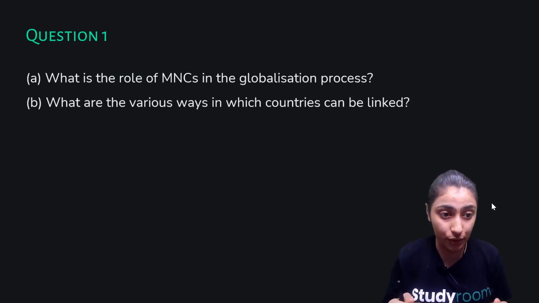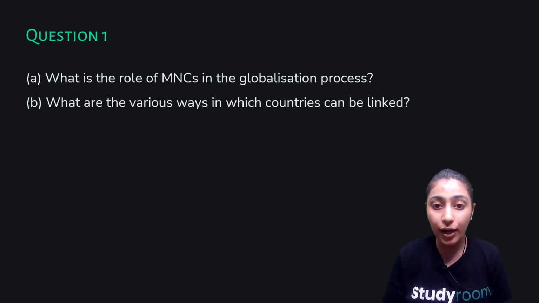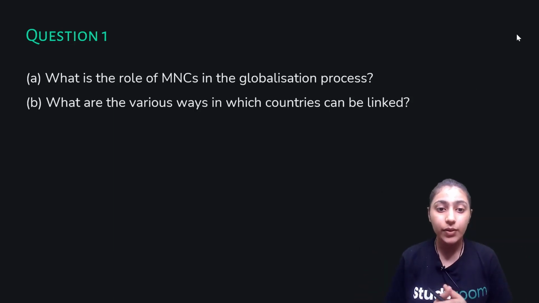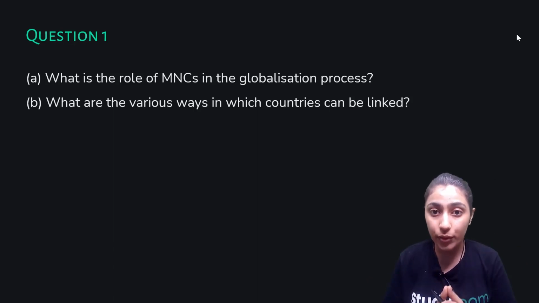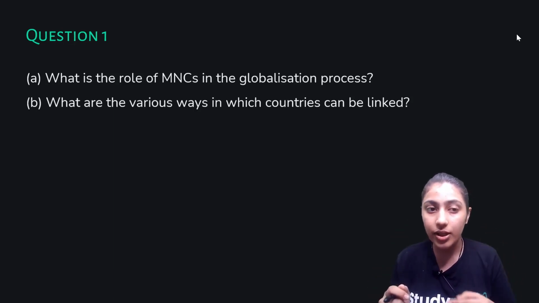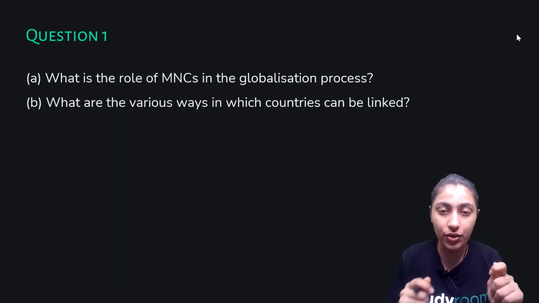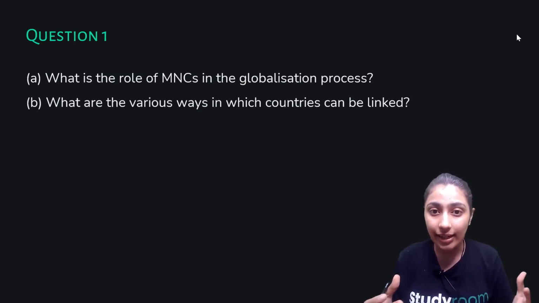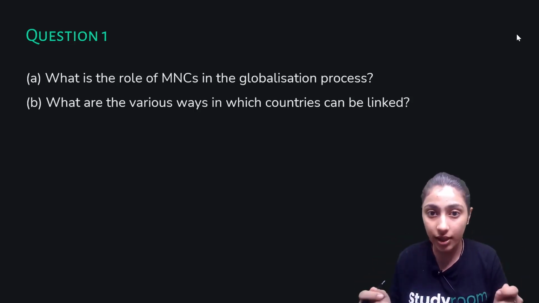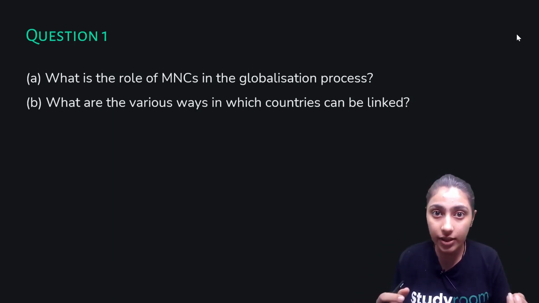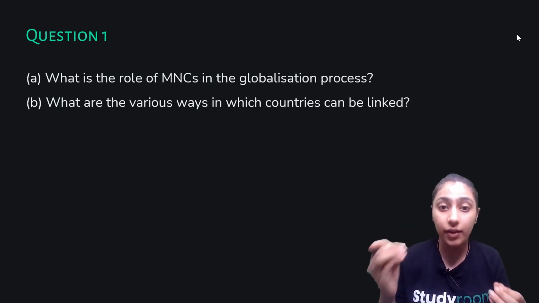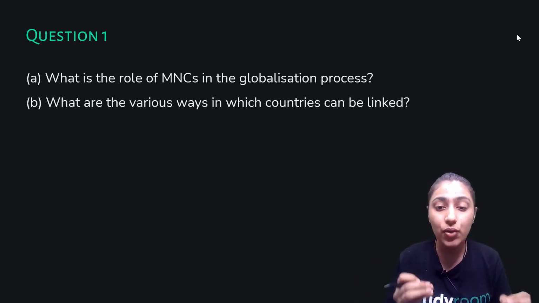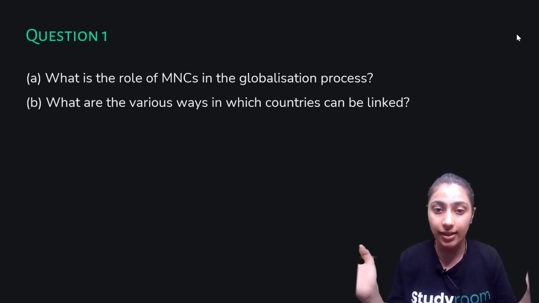Our second question says, what are the various ways in which countries can be linked? The first and most important is the movement of goods from one country into another country. The second point is foreign investment made by one country in another country. The third important and very often heard point is immigration, the settling of people from one country into other countries. Last but not the least is the services provided by one country to another country. So these four are the ways in which countries can be linked. Linked over here means connected.